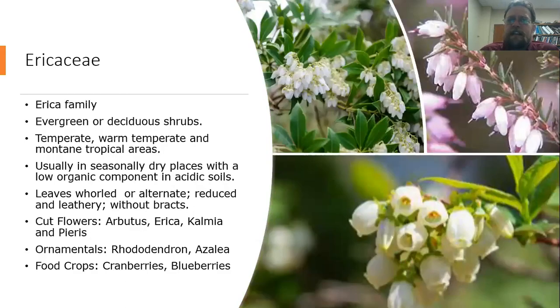The Ericaceae, or the Erica family, or the heath family, a bunch of evergreen and deciduous shrubs, usually in seasonally dry places with really acidic soil. We do have some of these here. Of course, the rhododendrons and azaleas both fit into this group, as do the blueberries. So certainly some things that you would be very likely to find in the home landscape.